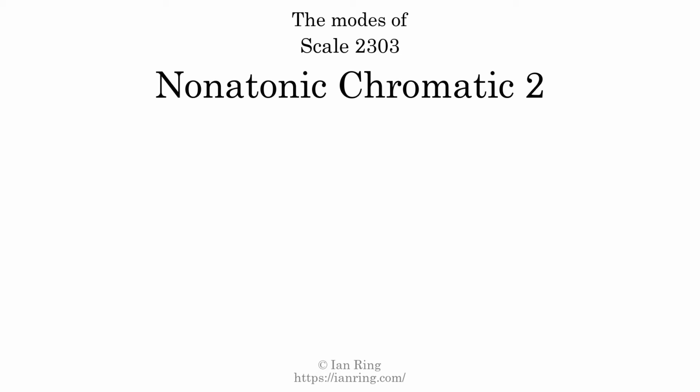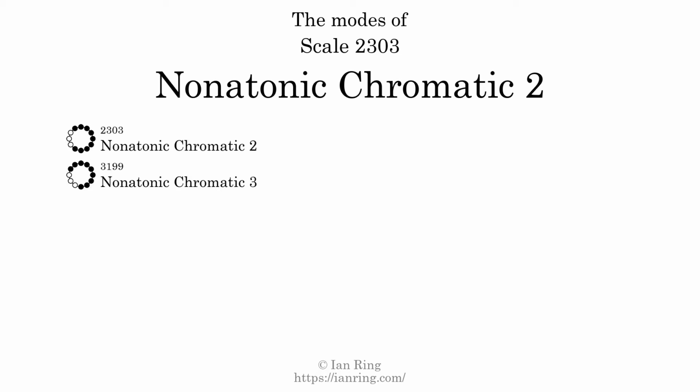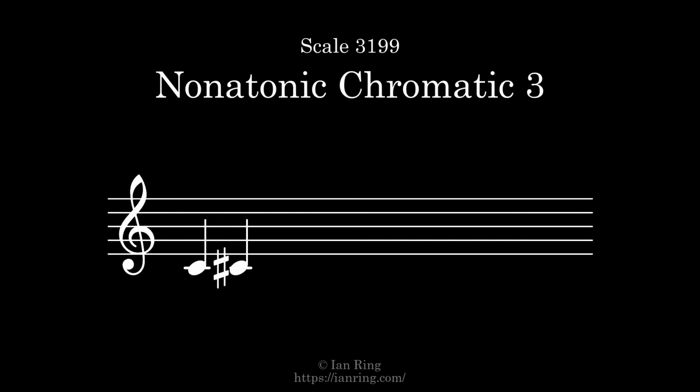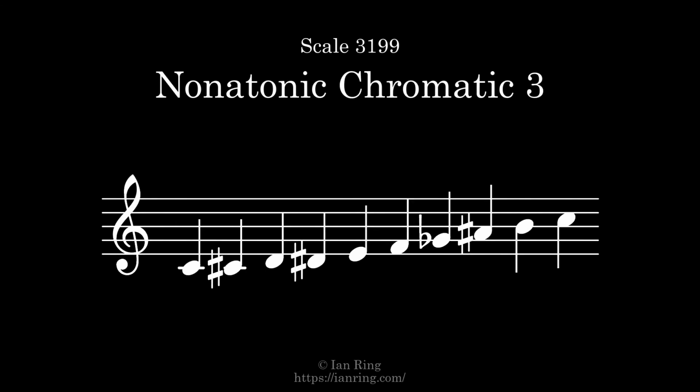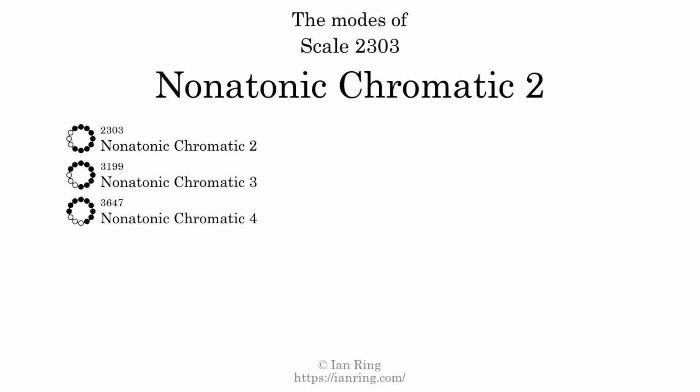This scale has 9 modes. The first mode is itself. The second mode is scale 3199, also known as Nonatonic Chromatic 3. It sounds like this. The third mode is scale 3647. Also known as Nonatonic Chromatic 4. It sounds like this.